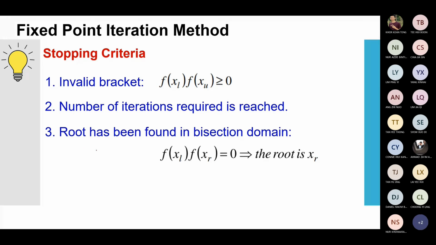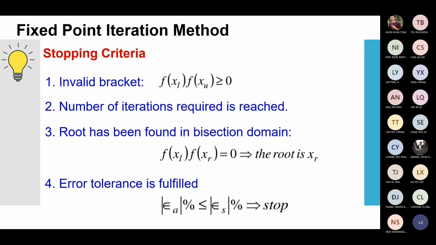In other words, the system will be stopped once the lower limit multiplied with the new finding of xr yields 0. If it is equal to 0, that means the process will be stopped immediately, and you get the approximated root of that function.